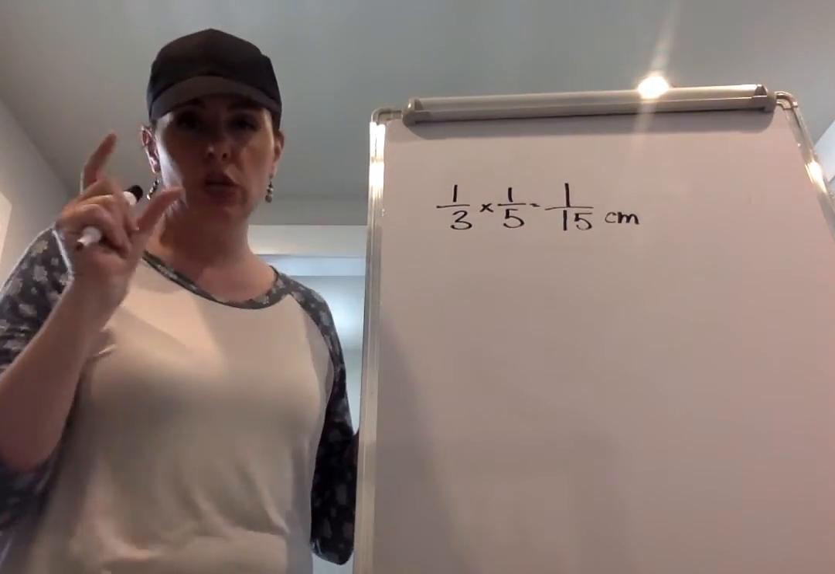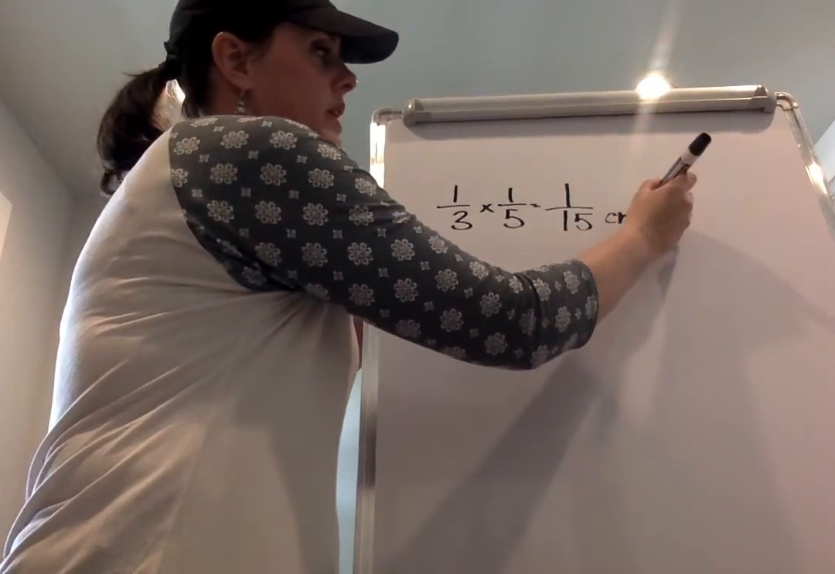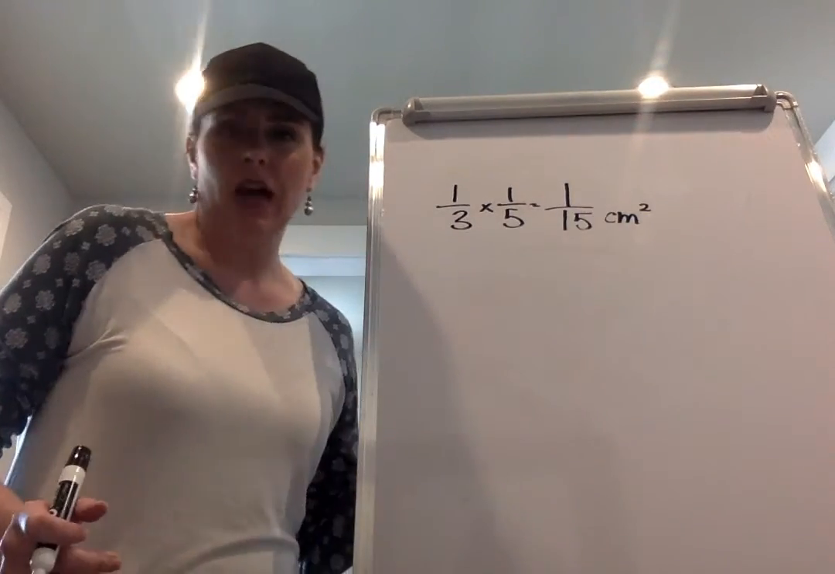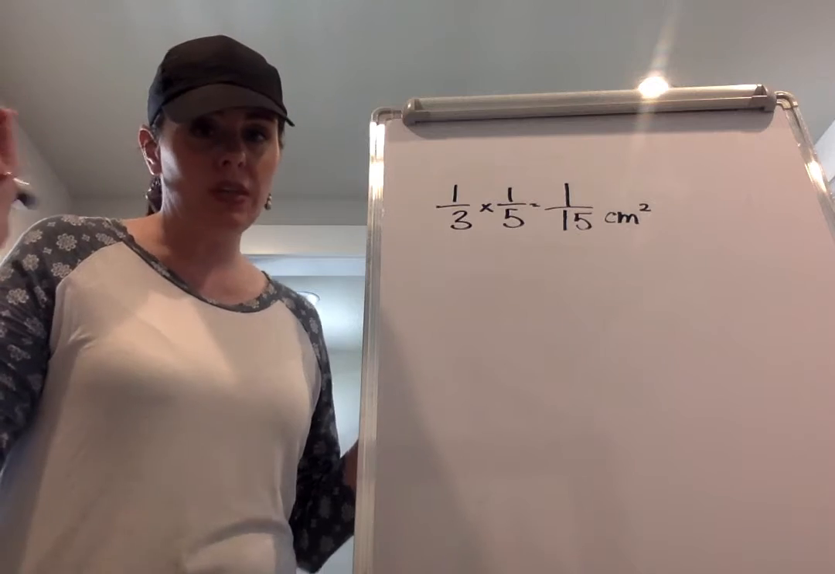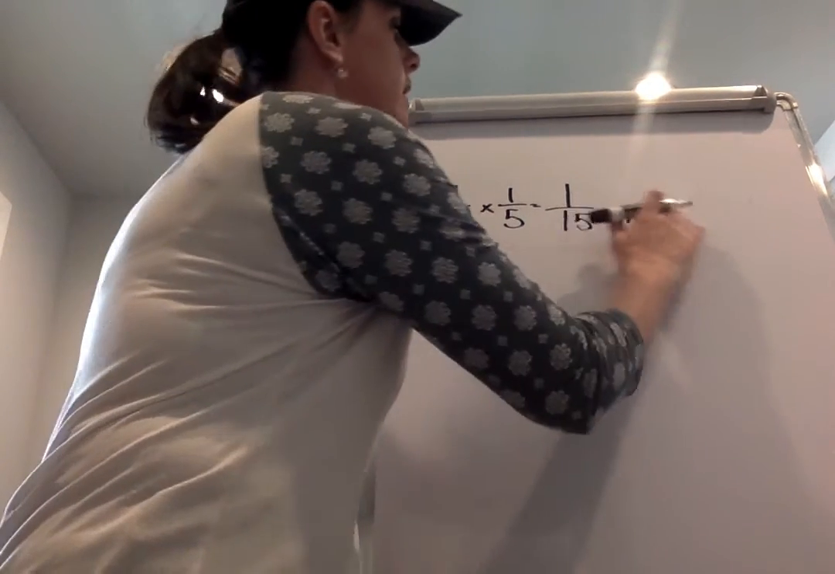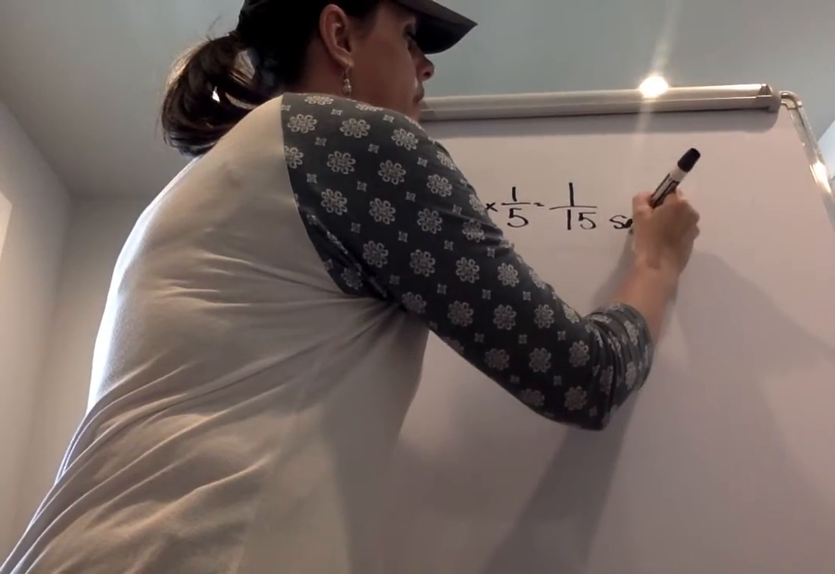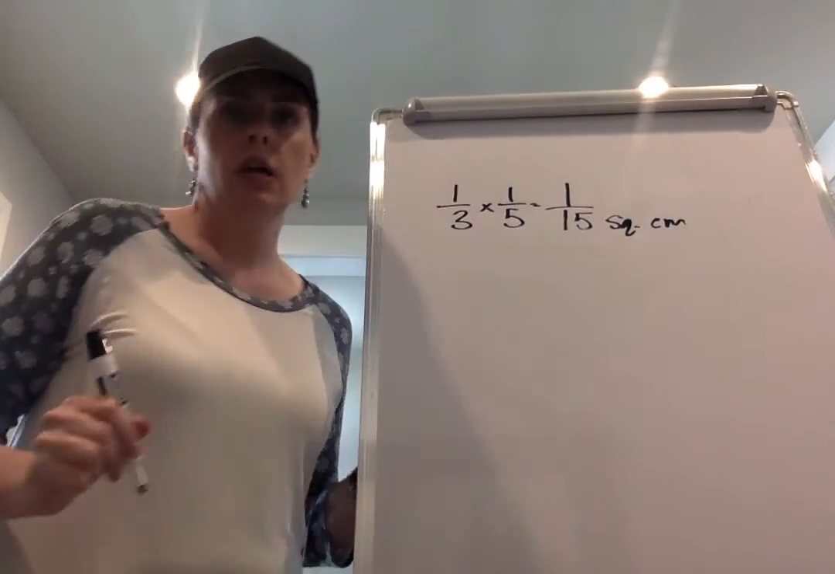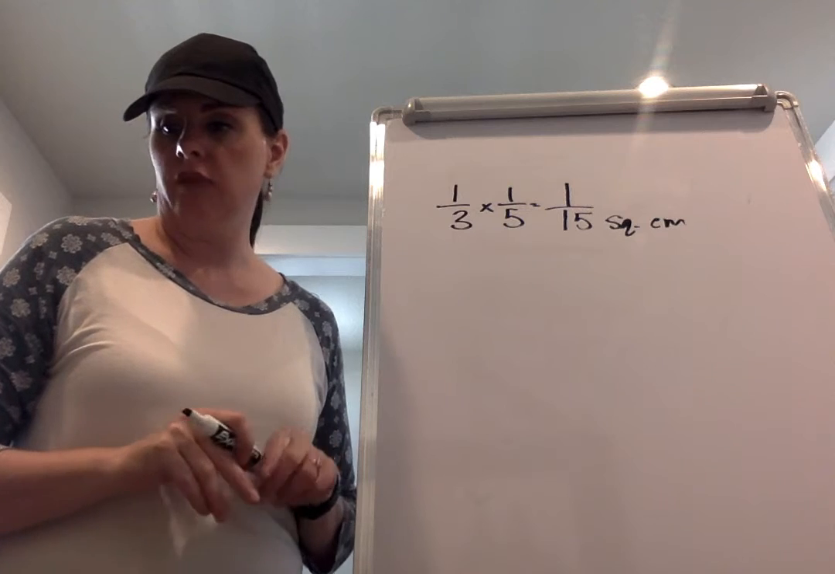And this is square centimeters. We're finding that unit square. I put a little 2 at the end, which means squared. In our book, it just says square centimeters. And today, either way is just fine.